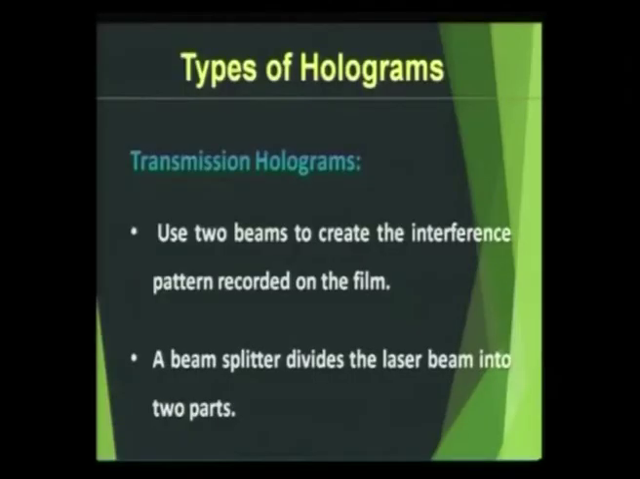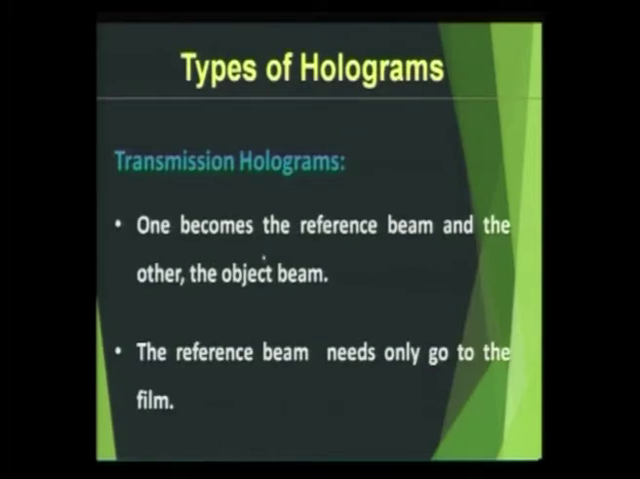There are two types of holograms. One is called a transmission hologram, wherein you use two beams to create the interference pattern recorded on the film. A beam splitter divides the laser beam into two parts. One becomes the reference beam and the other is the object beam. The reference beam needs only to go to the film. As I showed you, the reference beam goes straight to the film. The other one falls on the object and gets scattered.